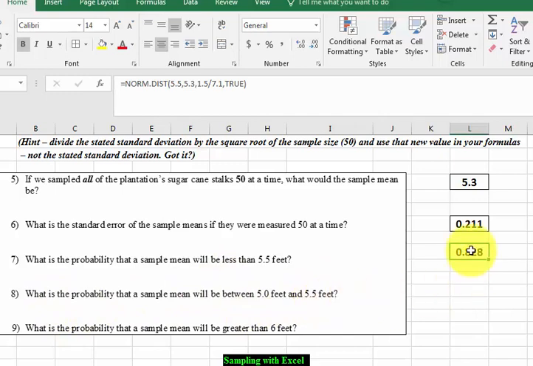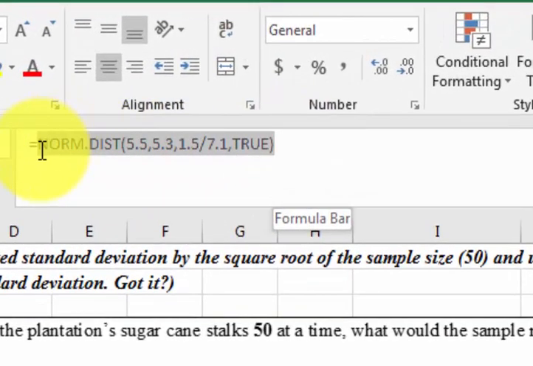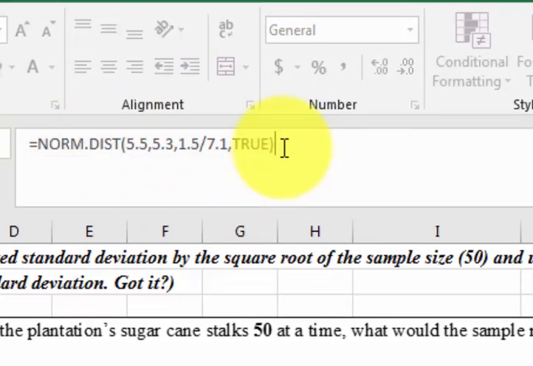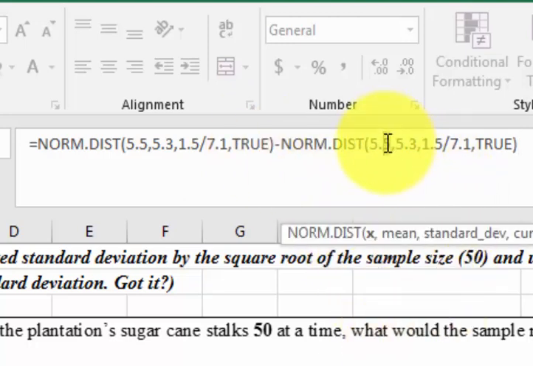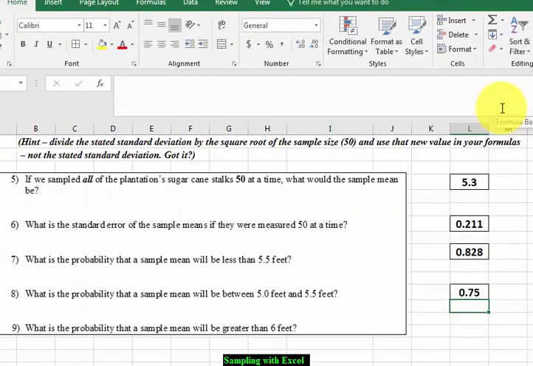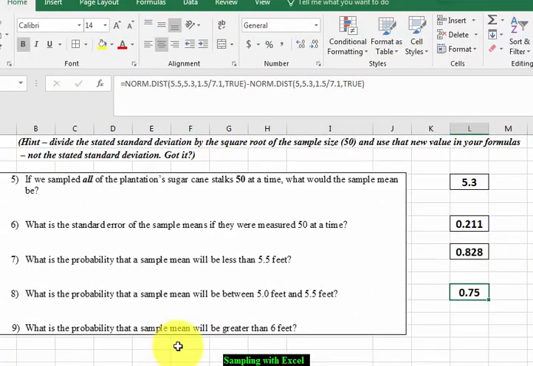This is a between problem, 5.0 and 5.5. What I'm going to do is simply cut and paste the formula. And because it's a betweener, I'm going to copy and paste, subtract, paste. So the first number is always the big one, so that's 5.5. That's 5.5, 5.3. Oh, it's already preset. Isn't that interesting? And the next one, I'm just going to change the 5.5 to 5.0. That's the smaller number. And everything else is the same. Bam. Pretty easy.